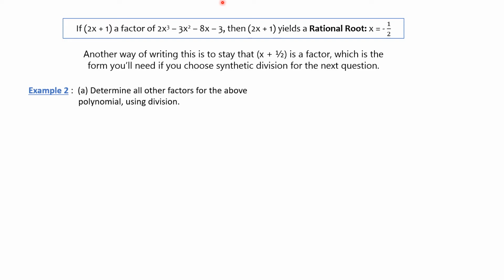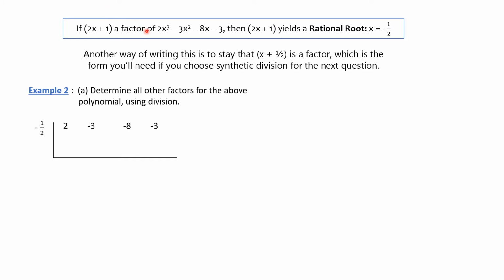Example 2, determine all other factors for the above polynomial using division. So we're given one factor. There's my synthetic division. I know you guys love synthetic division. I would not. I would use long division for this question for sure. But since I know many of you choose synthetic division, I'm going to go over it with you because this one has a fraction. I would be doing long division here, but I know a lot of you like this, so let's do it this way.